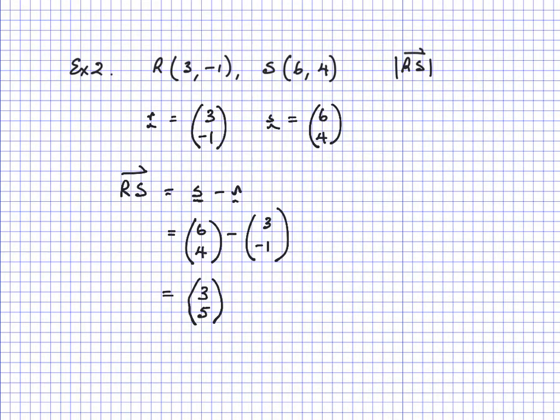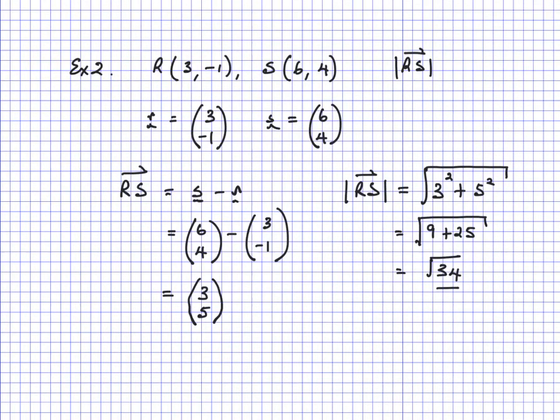Now the last thing that we want to do is to work out the magnitude of the vector rs. So include the magnitude bars. We square the x component, square the 3, square the y component, so we'll square the 5, add them together, take the square root of the total. That gives us root 34. So you can now do page 111, exercise 13.4 of the vectors booklet.